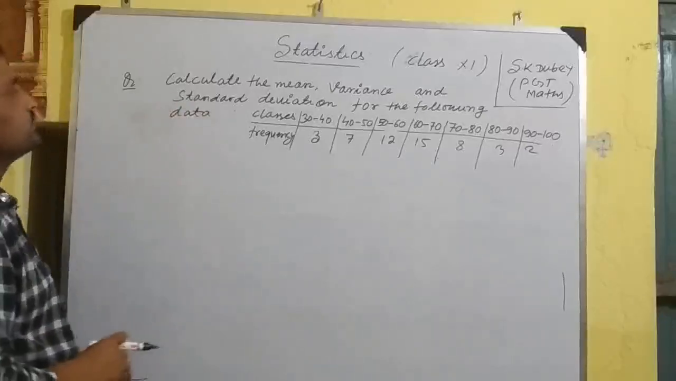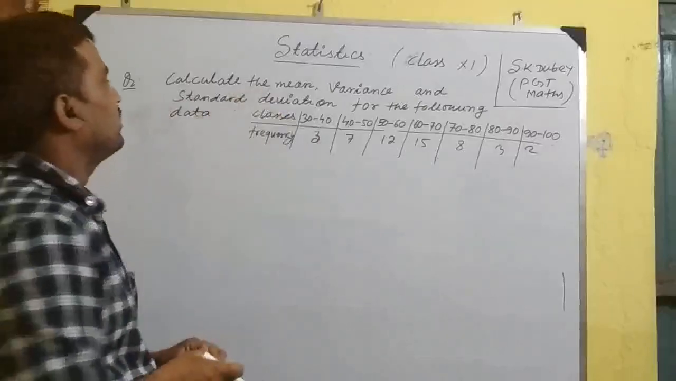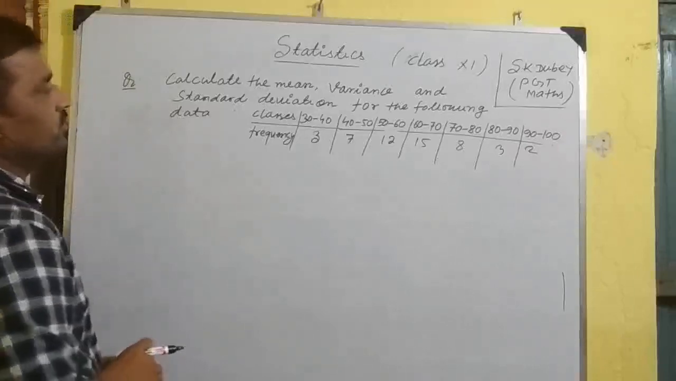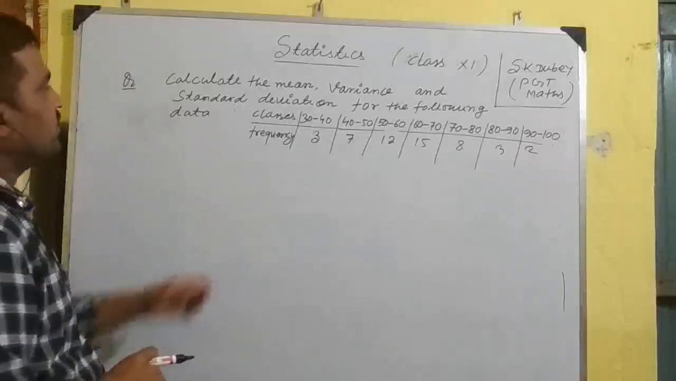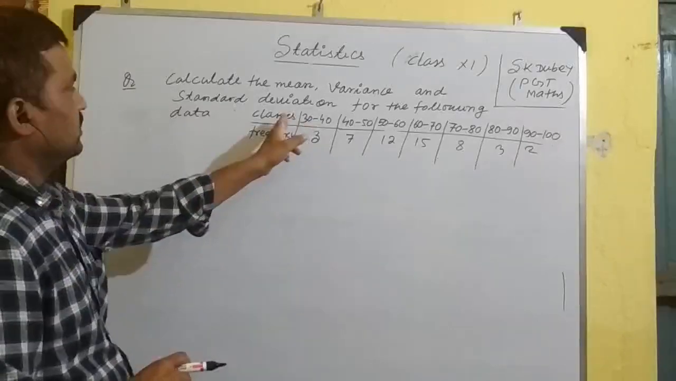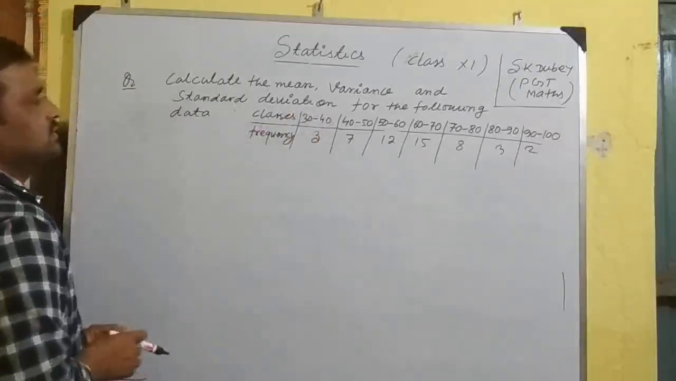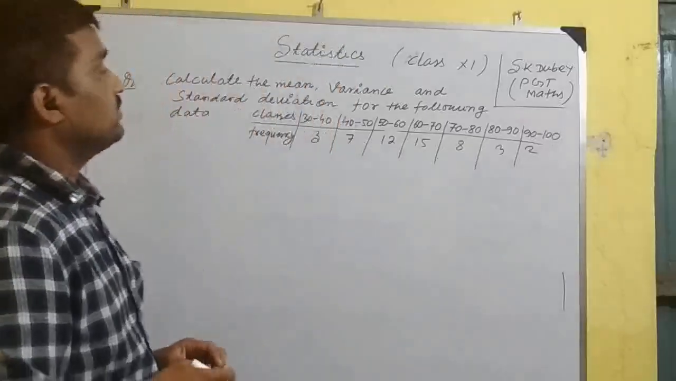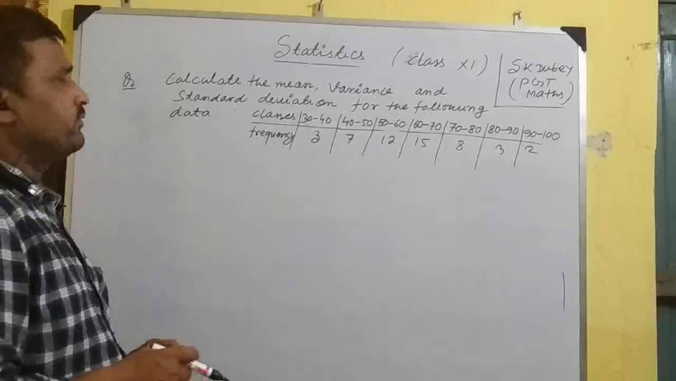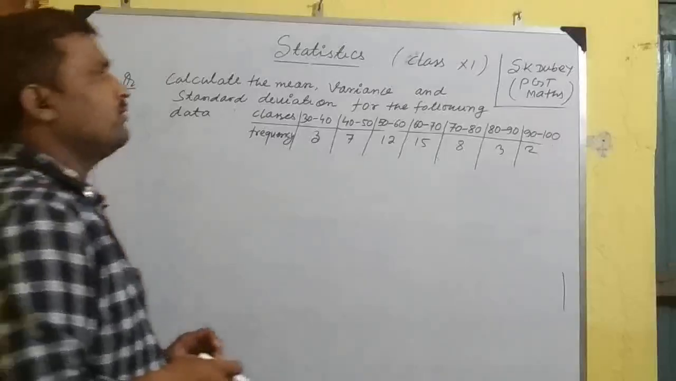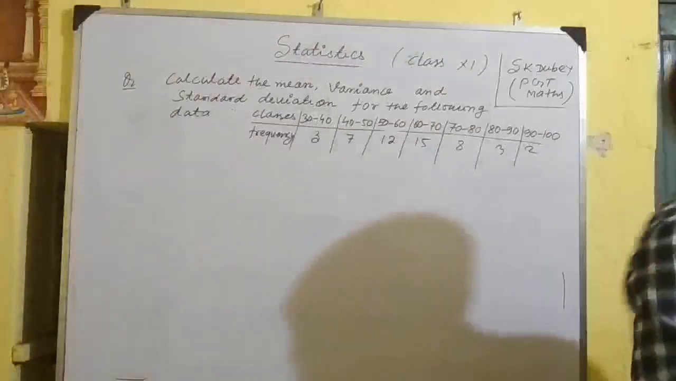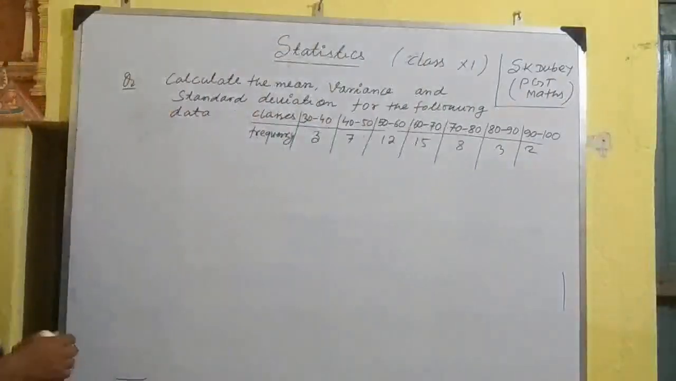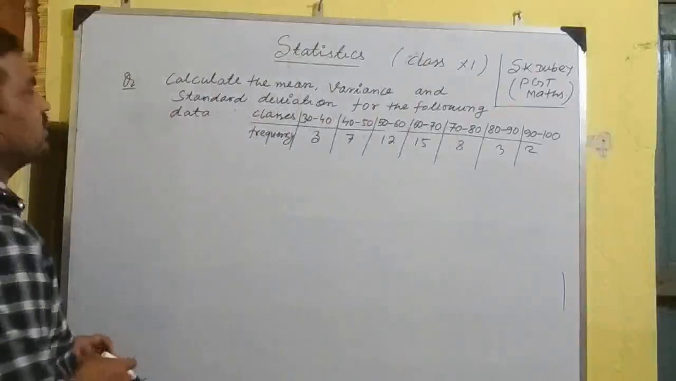Next question is: calculate the mean, variance and standard deviation for the following data. The class interval is given and the frequency is given. In class 10 we learned about three methods to find the mean of a continuous frequency distribution table. Here we will find the mean by the shortcut method.